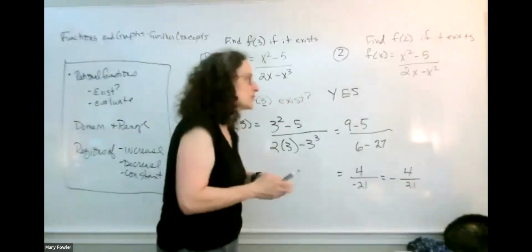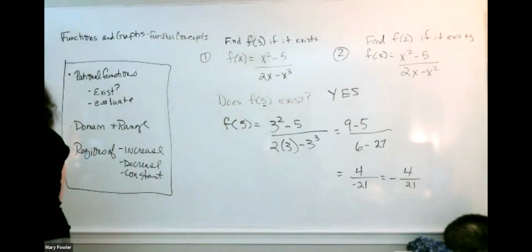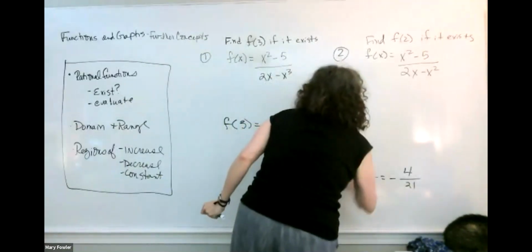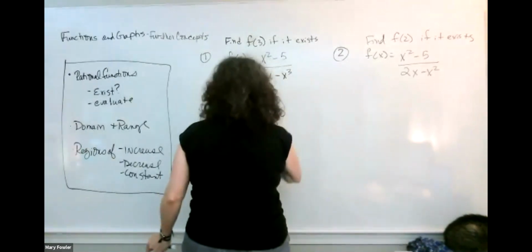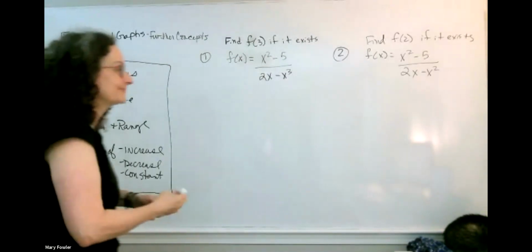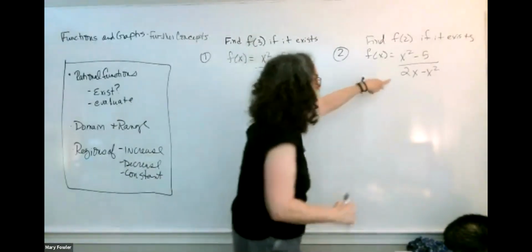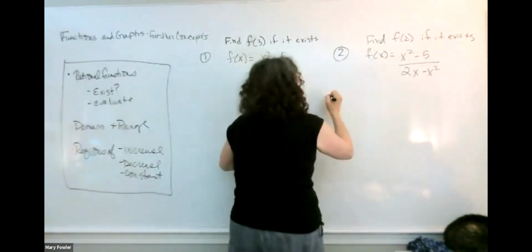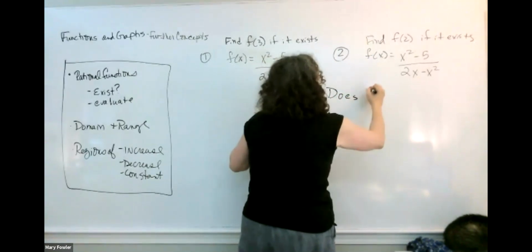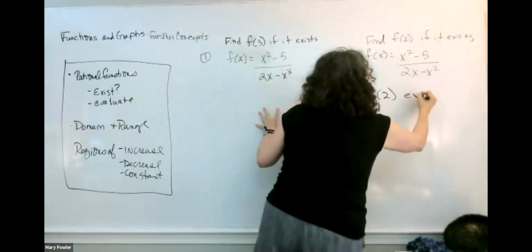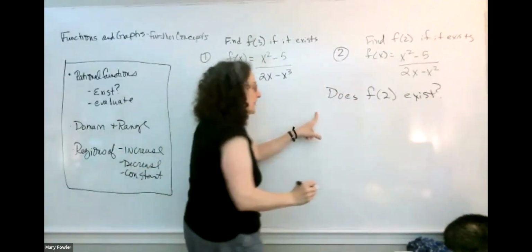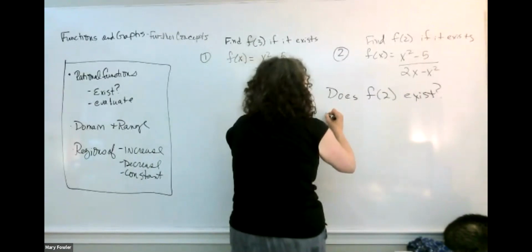All right, we're going to move on to number 2. Number 2 says, find f of 2 if it exists. And again, it is a rational function. The first question is sort of tucked in: does f of 2 exist? That's the first question.